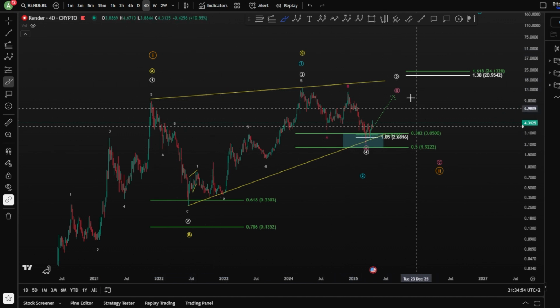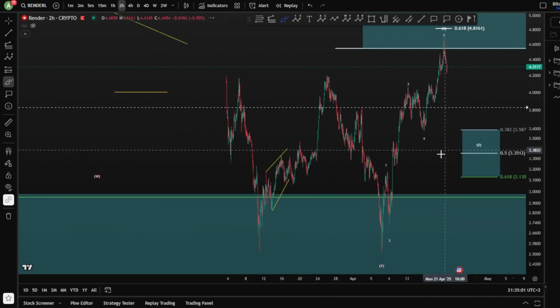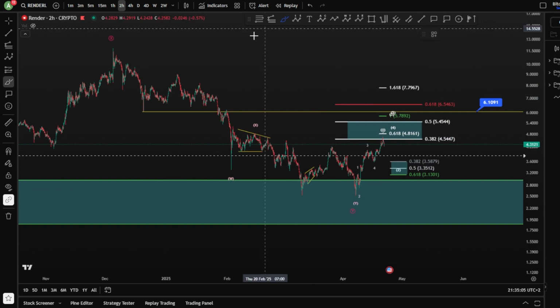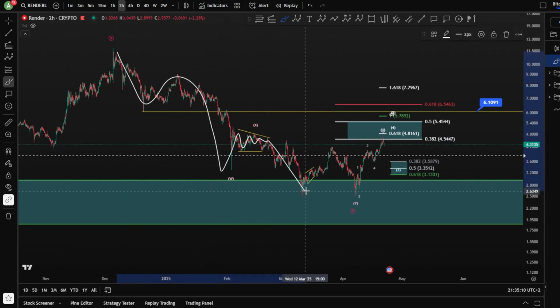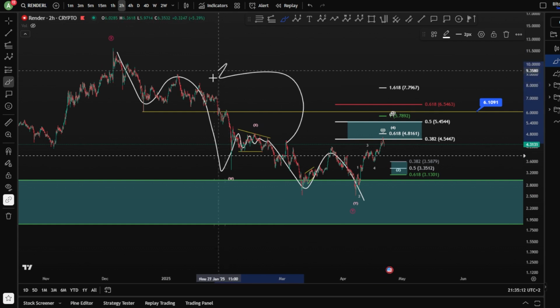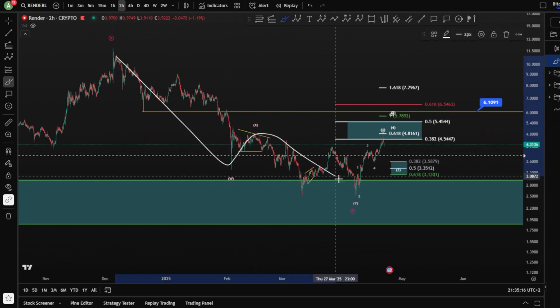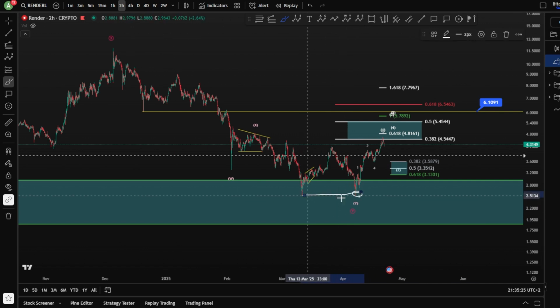Now, if we take a closer look inside Render on the 2-hour chart to see this latest move for Render, if it is finished or not. We can see clearly that we have 3 waves down. You have an X here as a triangle, another wave Y matching the W, finishing this beautiful and perfect WXY, and starting to move towards the upside exactly from this blue box after taking the low.